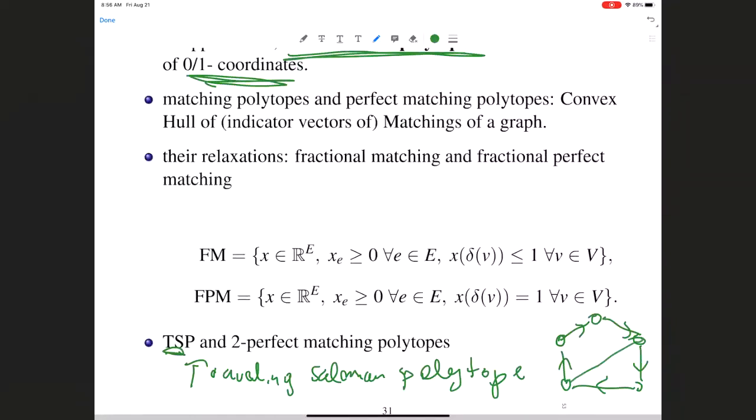Oops, sorry. I don't want to use green. I cannot change color apparently. Okay, it's okay.